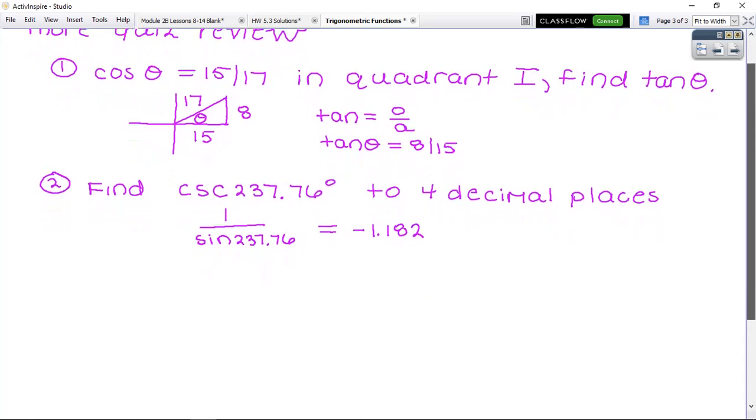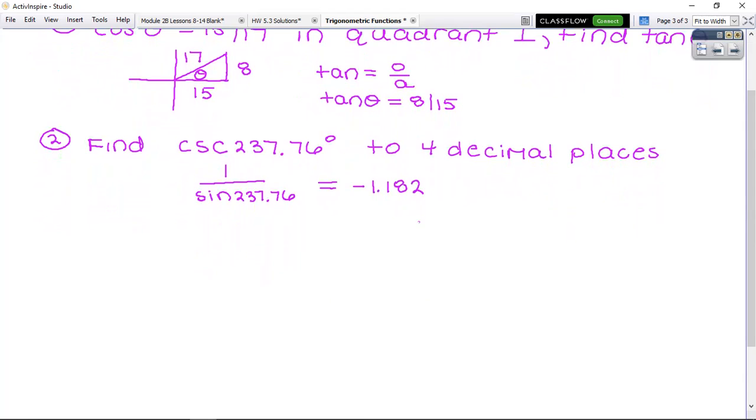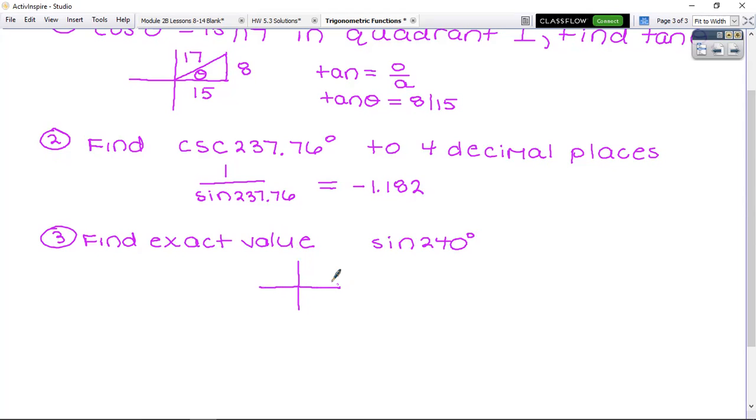See if I can squeeze one more last question in here. This is exact value. And it pretty much covers it. So find exact value of sine of 240 degrees. This is where you need to know your angles, okay? So 240 degrees is going to be in which quadrant? 3. So I draw a triangle in standard position located in quadrant 3.